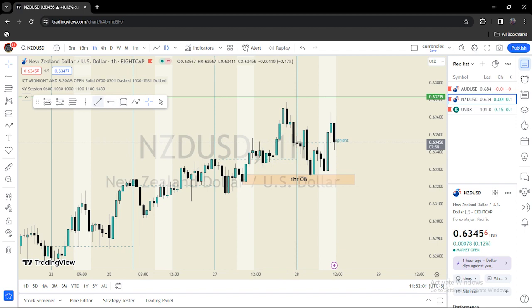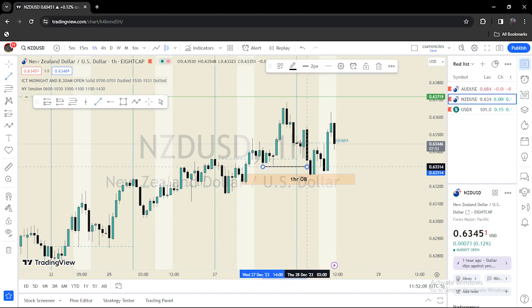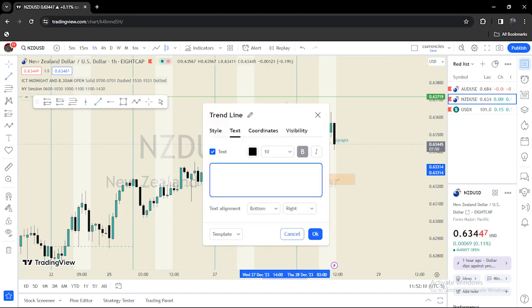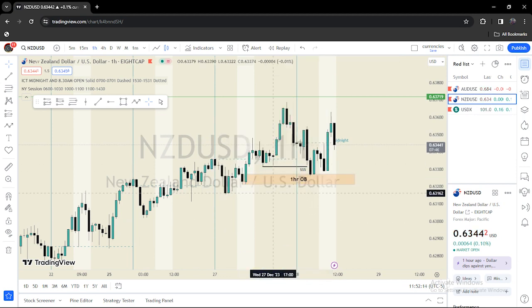Here there was liquidity, as you can see. Since you did the mentorship, I expect you to know where liquidity is most of the time. Here there was liquidity, there was liquidity, here liquidity. So liquidity was taken there, and then it respected this 1 hour order block. There and there I knew something was bullish in the New York session.